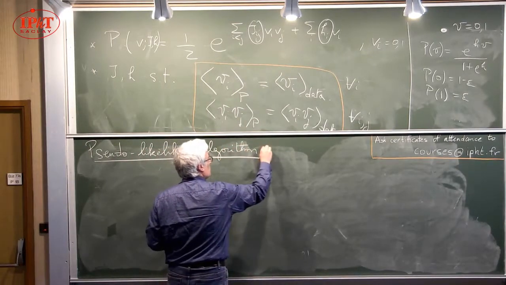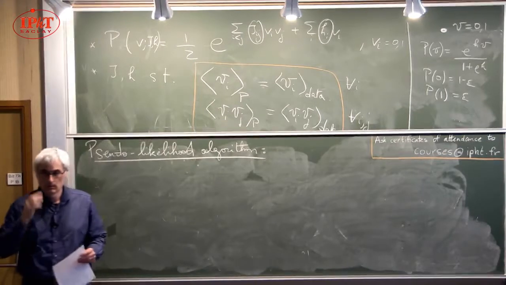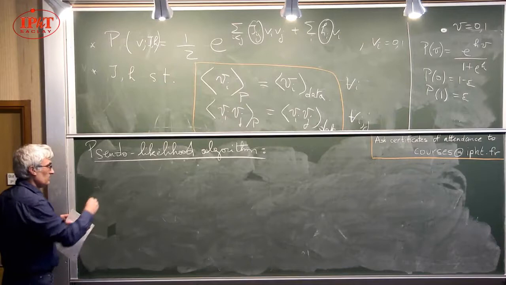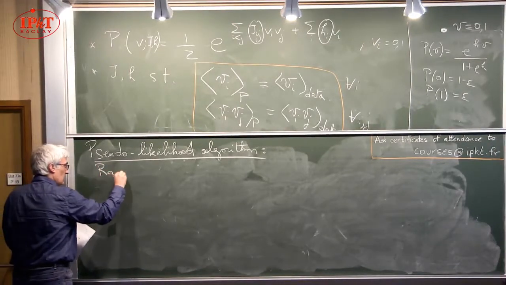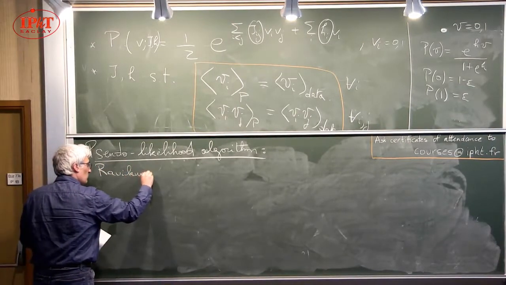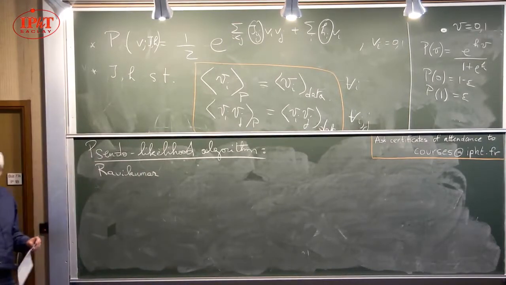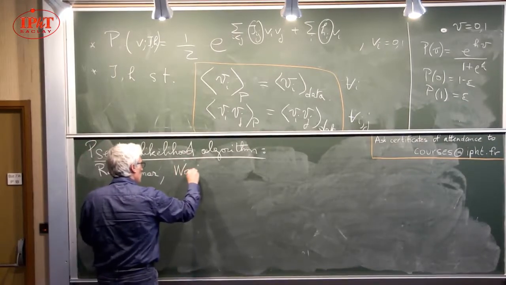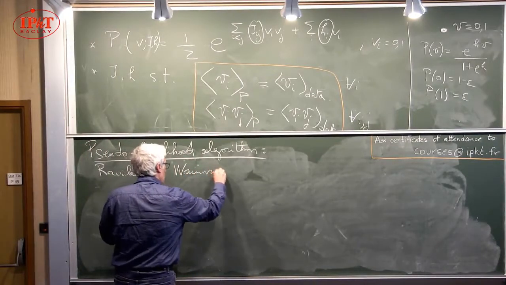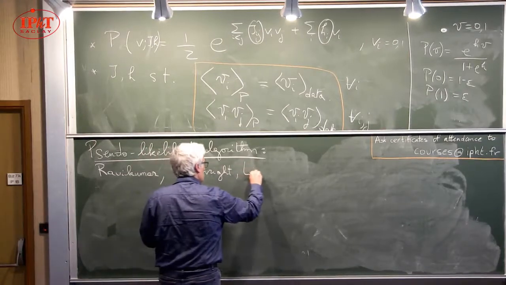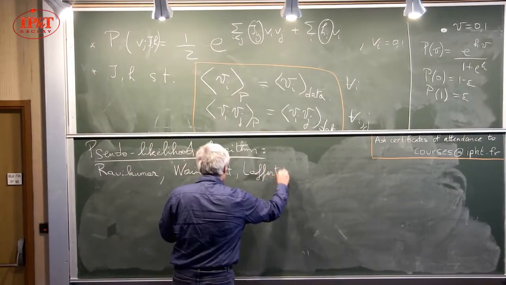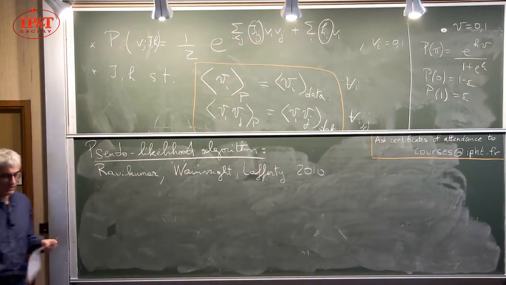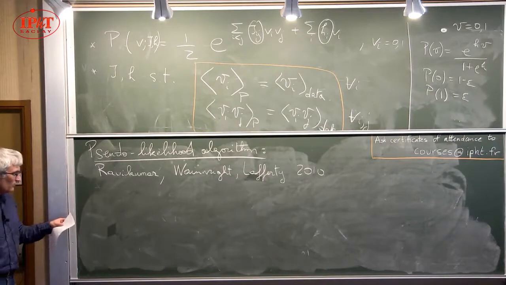So I will make a summary of the method here. If you want more details, it has been explained in detail, and there are some sufficient proofs under which this algorithm works. I strongly recommend the paper by Ravikumar, Wainwright, and Lafferty, which was published in 2010. I think it's Annals of Statistics or something like that. I don't remember, but if you Google, you will find it very easily.